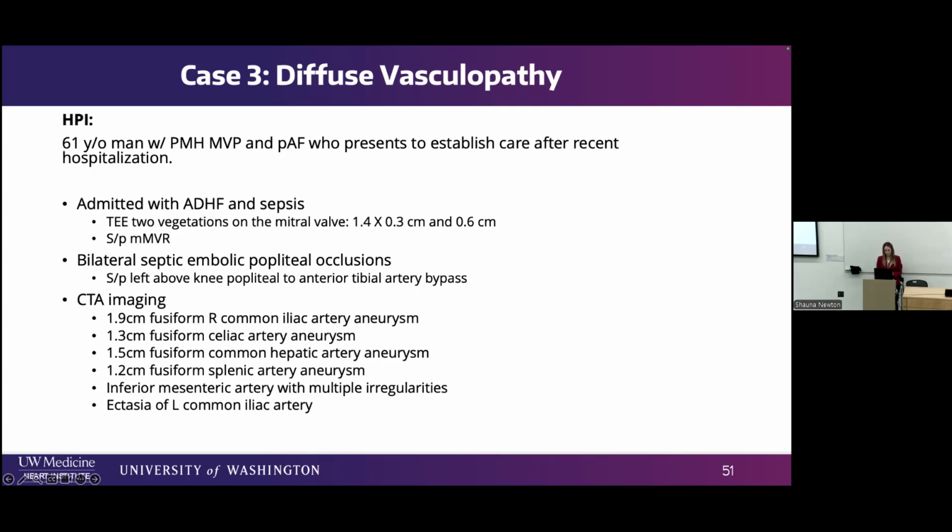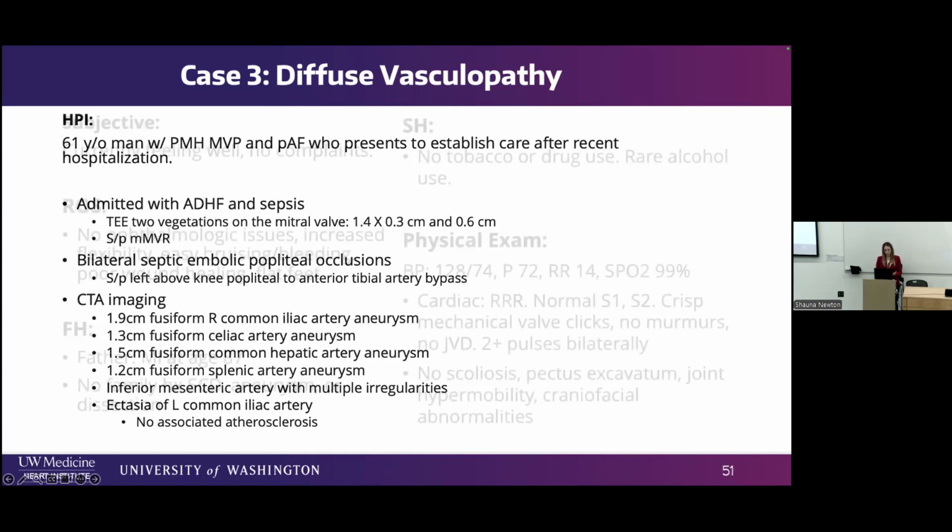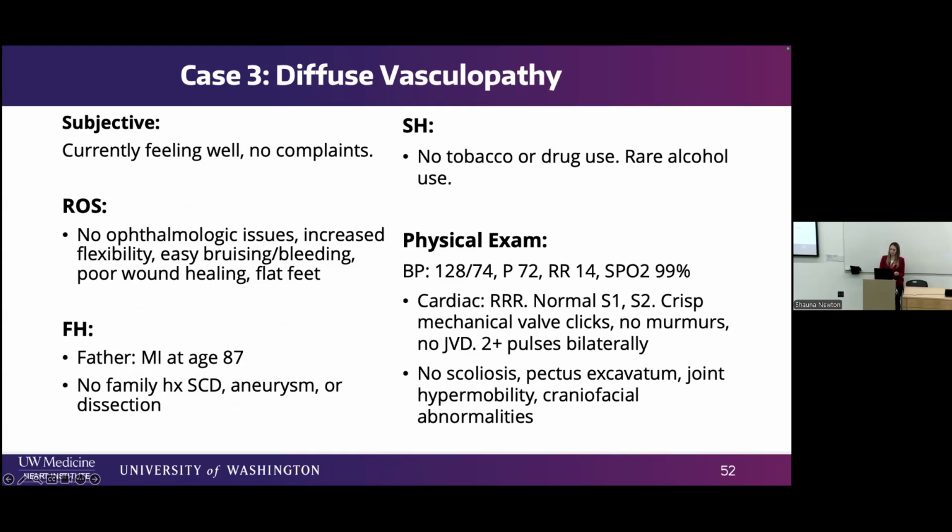He has an aneurysm in his iliac artery, his celiac artery, his common hepatic artery, and his splenic artery, and his inferior mesenteric artery had multiple irregularities. He also had ectasia of his left common iliac artery. He had no associated atherosclerosis with any of these lesions, and there was no evidence of mycotic aneurysms in any of these areas. So when you see him, he's currently feeling well.